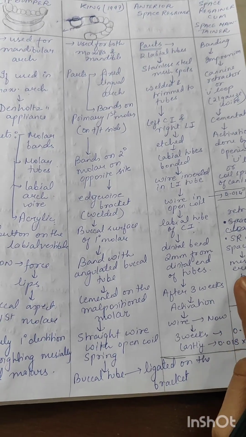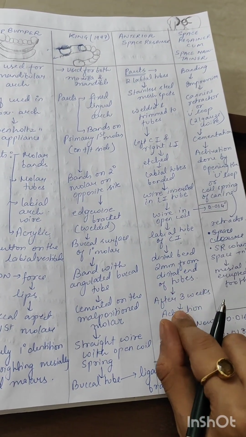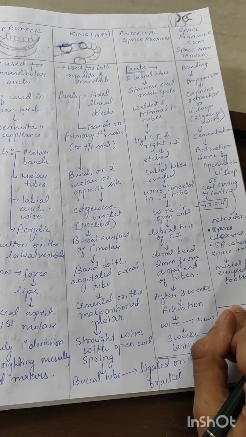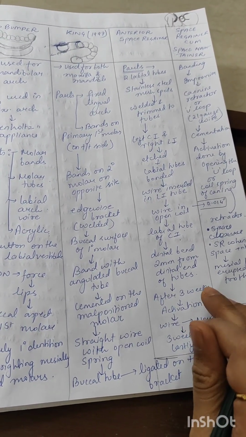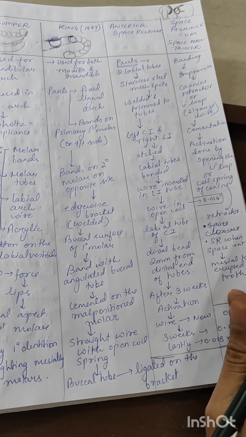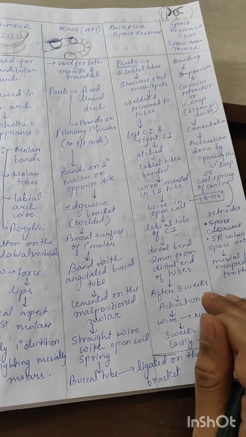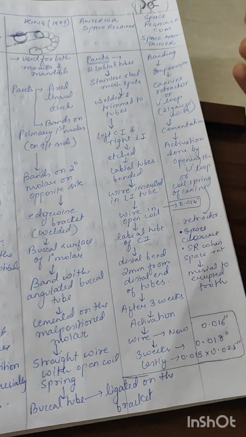So for anterior space regainers, we take 2 labial tubes. One we place on the left central incisor, one on the right lateral incisor. Then we keep on changing the wire. Firstly we use 0.014 gauge wire, then 0.016 gauge wire, 0.018 gauge wire, and lastly 0.018 into 0.025 gauge wire, and this will help in anterior space regaining.